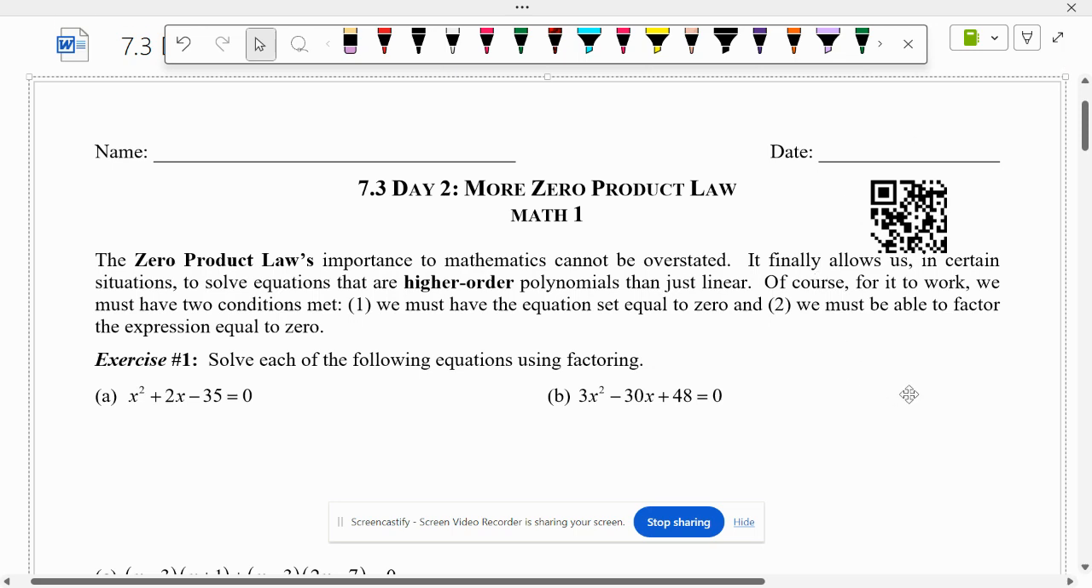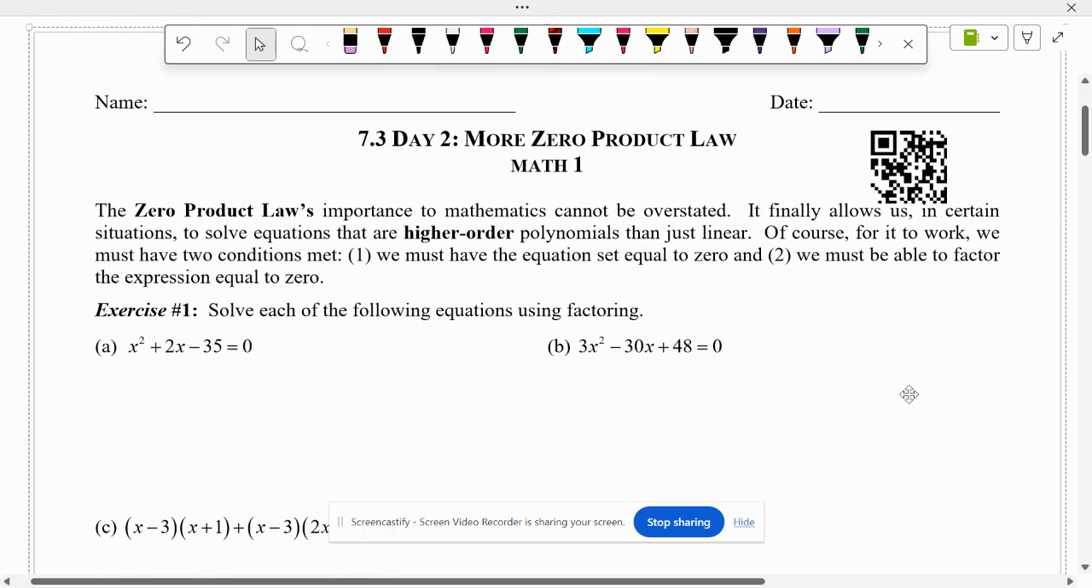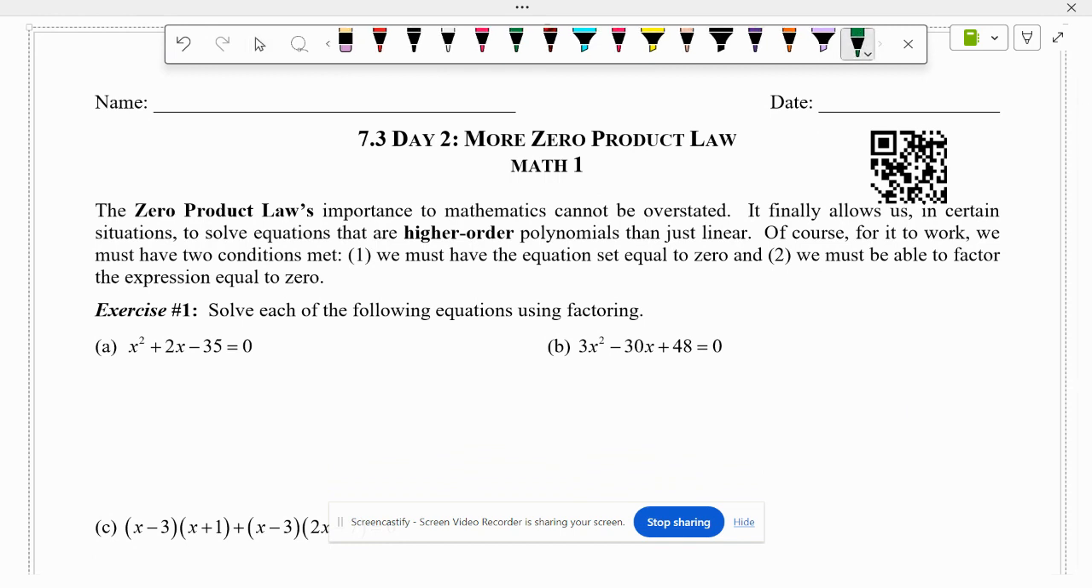All right. So today's lesson is day 2, more with the zero product law. The zero product law's importance to mathematics can't be overstated. It finally shows us in certain situations that we can solve equations that are higher order polynomials, higher degree than just a linear. Of course, for it to work, we must have two conditions met. We must have the equation set equal to 0 because remember, why do we set the equation equal to 0?